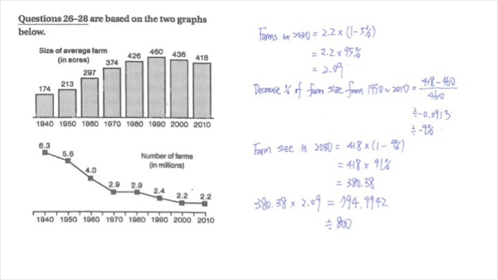380.38. So the total area of farms will be 380.38 times 2.09, which is 794.9942, which is very close to 800.